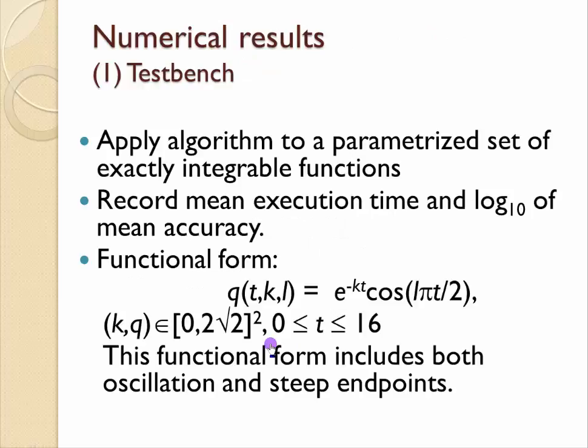All right, so in order to test out this result, we applied the algorithm to a parameterized set of exactly integrable functions because we want to see what the error is in the integral. So we recorded the mean execution time and log base 10 of the mean accuracy. And the functional form for these functions was exponential times cosine. So it has both oscillatory and sharply decreasing behavior. And this was our range of parameter values. So you both have oscillation and steep endpoints for these functions.